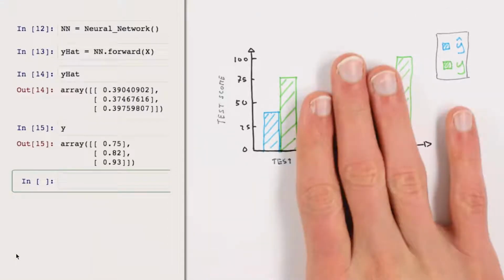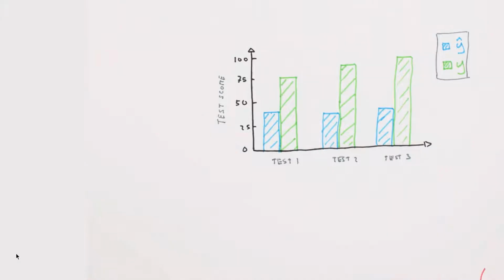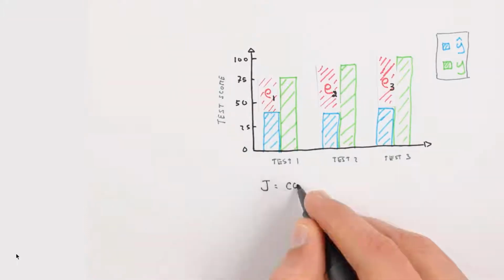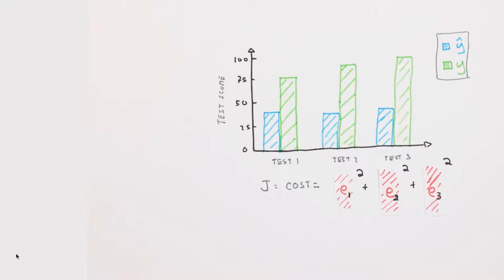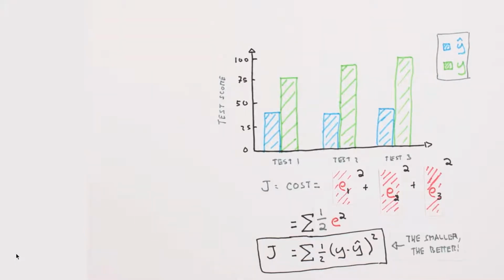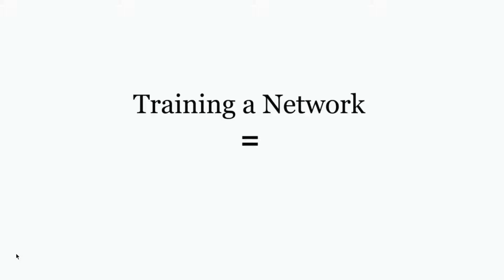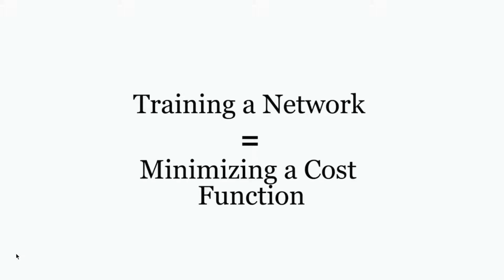A cost function allows us to express exactly how wrong or costly our model is given our examples. One way to compute an overall cost is to take each error value, square it, and add these values together. Multiplying by 1/2 will make things simpler down the road. Now that we have a cost, our job is to minimize it. When someone says they're training a network, what they really mean is that they're minimizing a cost function.